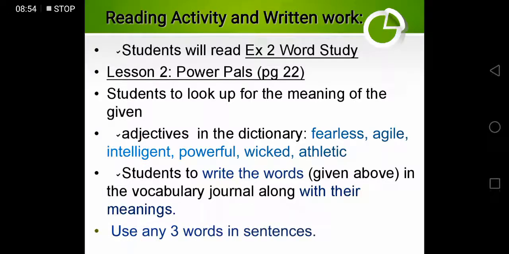Dear students, the reading activity and the written work. So the third task for this week is that you are going to read exercise 2 word study lesson 2, Power Pals, page number 22. Students, you are going to look up the meaning of the given adjectives in the dictionary. The following adjectives are fearless, agile, intelligent, powerful, wicked, athletic. You are going to write the words in the vocabulary journal along with their meanings. Use any 3 words in sentences. Do this work on the loose sheet.